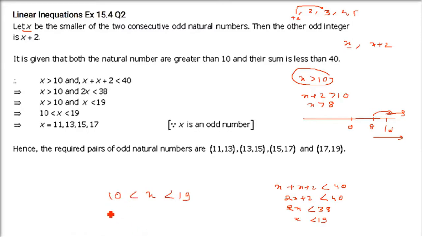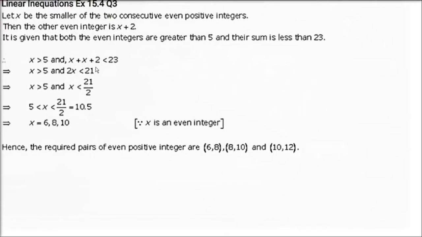So write all the numbers between 10 and 19: 11, 12, 13, 14, 15, 16, 17, 18, all the numbers, but we need only odd. So just strike off the even ones. We only need the odd natural numbers. So after 11, 13 will come, next odd; if it is 13, it will be 15; if it is 15, the next number will be 17; if it is 17, the next number will be 19. So these are the solution set.